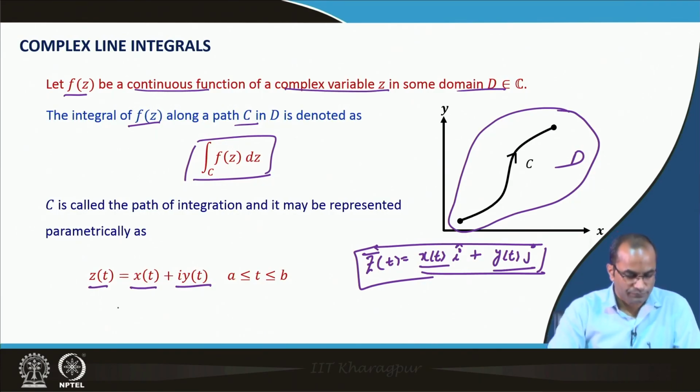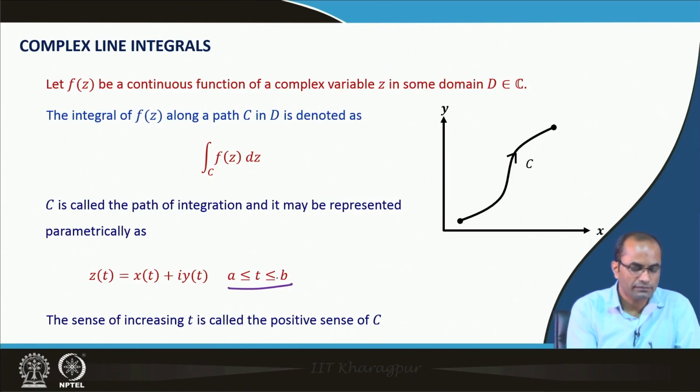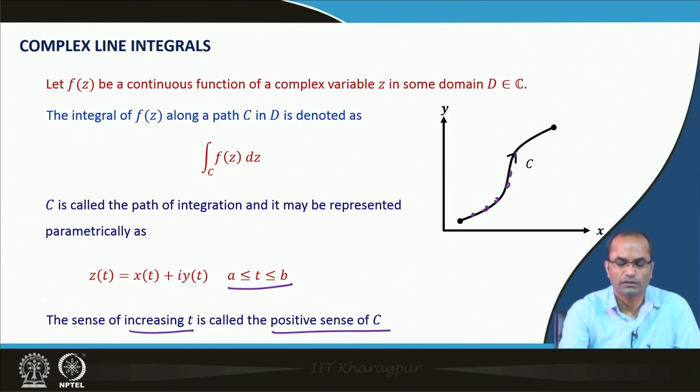So, z(t) is equal to x(t) plus i y(t), and t varies from a to b, and again a similar sense of increasing t is called the positive sense of C. As we move along this t, we must be moving on this curve, and with increasing values of t, the direction we are moving on this curve is called the positive sense, positive direction of C.